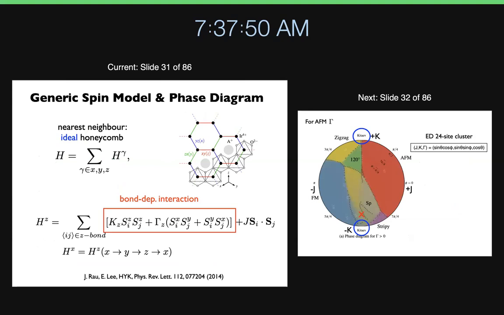We have 3 terms that are symmetry allowed. There's nothing else. And then there are 2 bond-dependent interactions. One is the Kitaev and the other is the gamma. And then there's a Heisenberg interaction. And this is just writing one bond. And as I said, you can get the other bonds by just rotating by the C3. So let's look at the phase diagram.